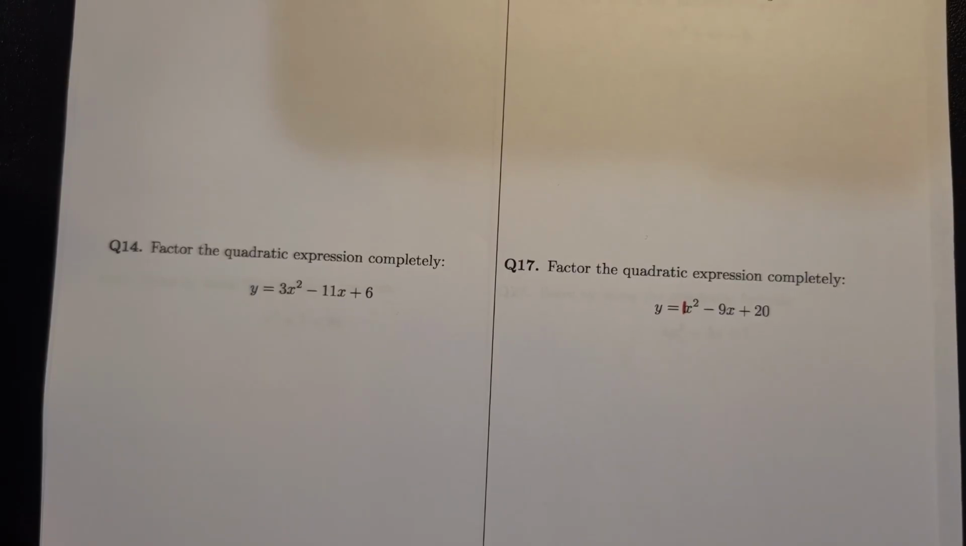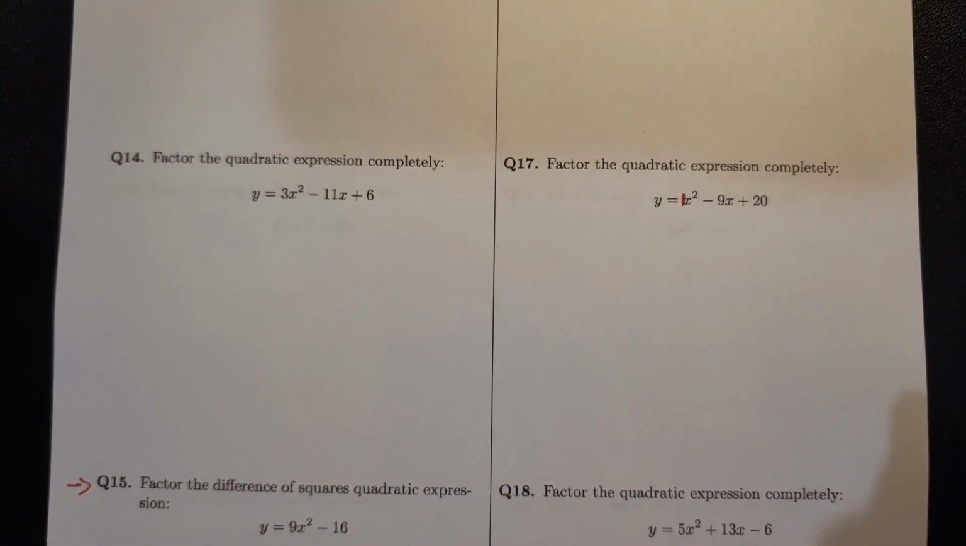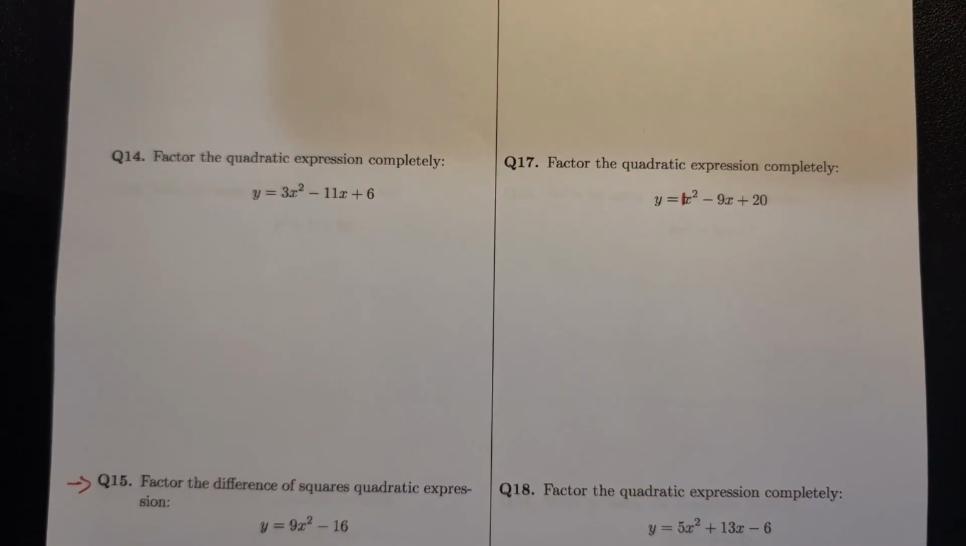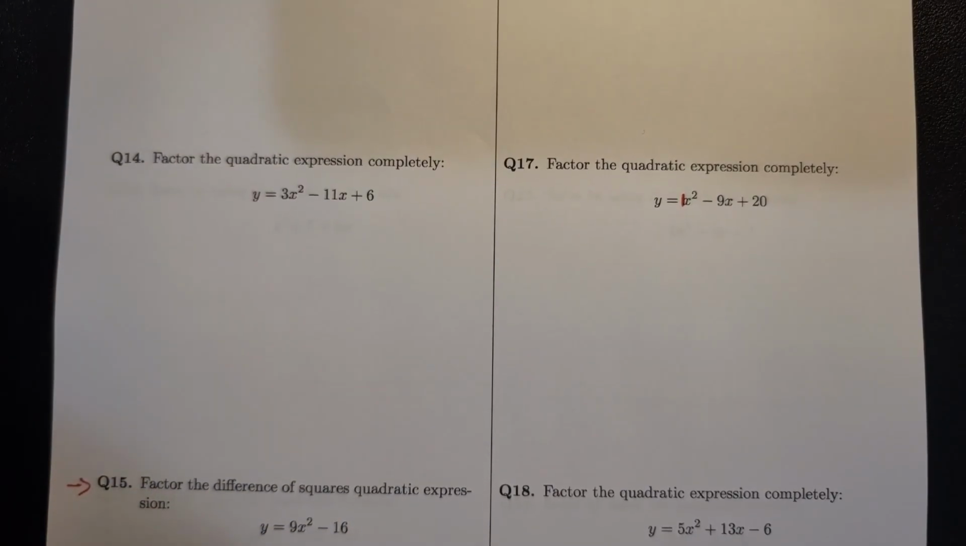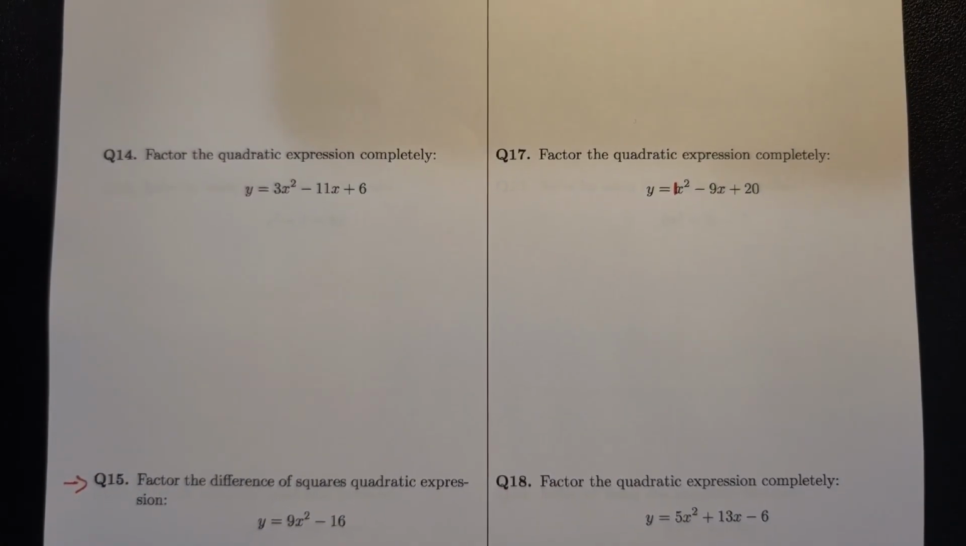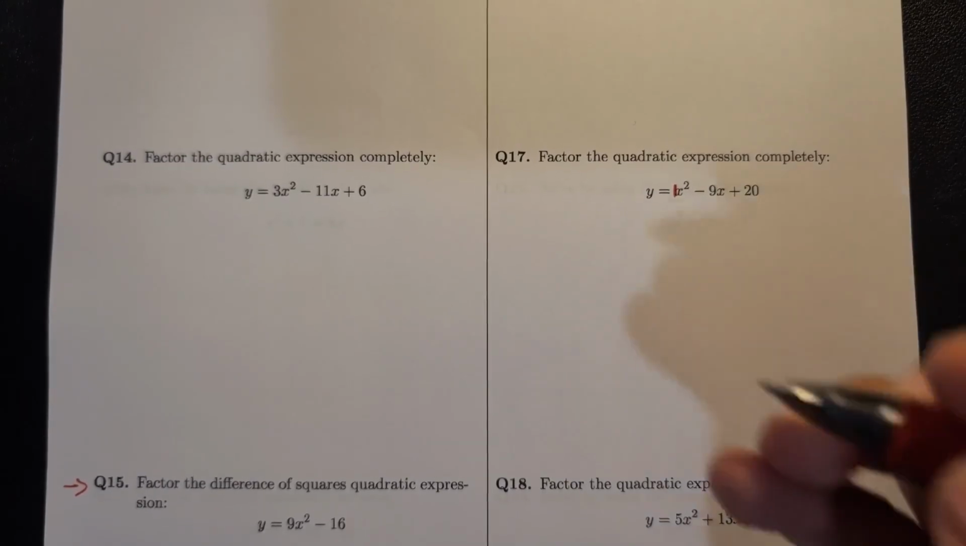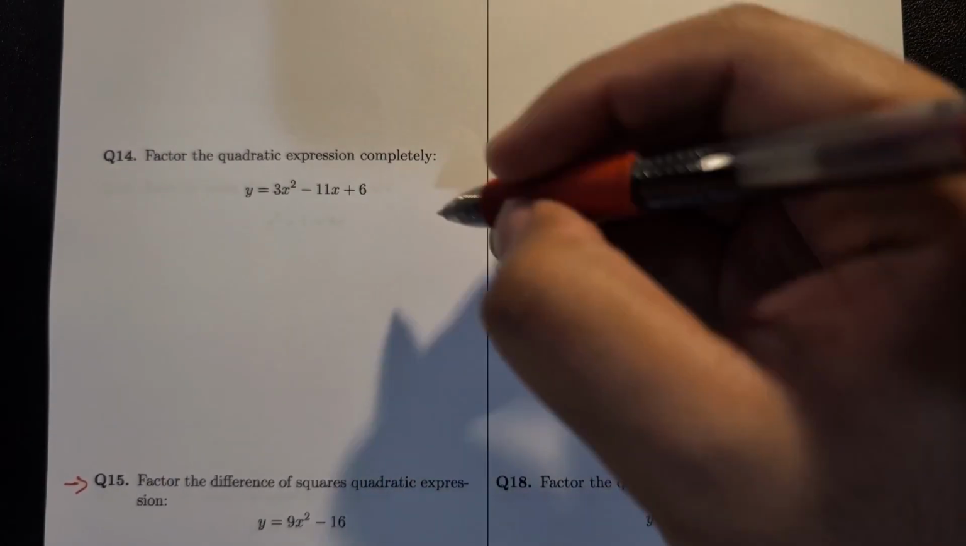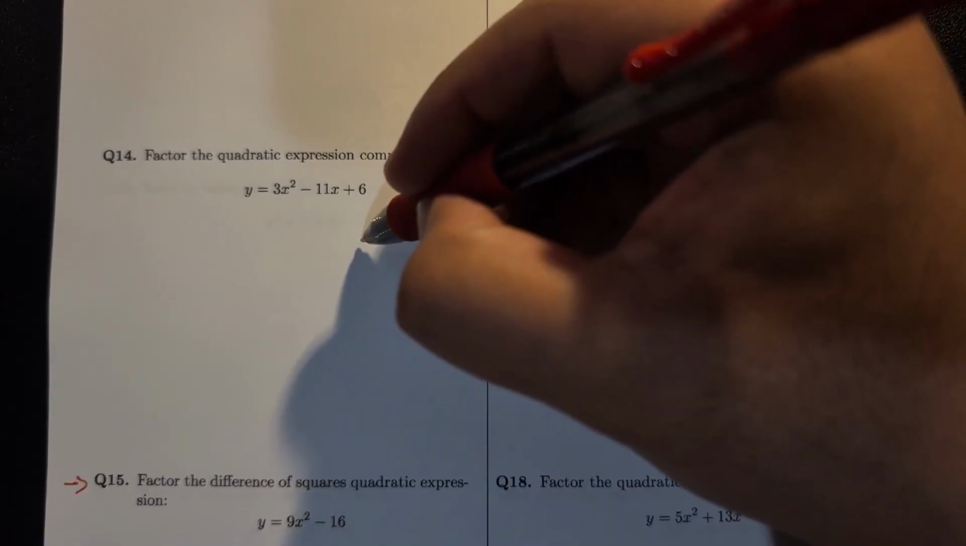Let's do one of the harder ones. Let's do question 14. So what we want to do is there's a couple ways you could factor this. I'm going to show you one way that always works. So what we need to do is we need to do the diamond method first.